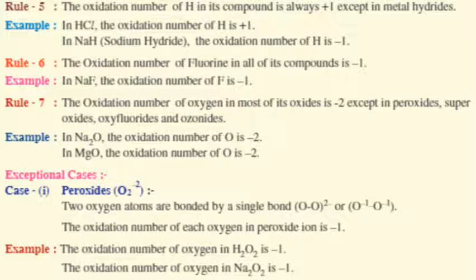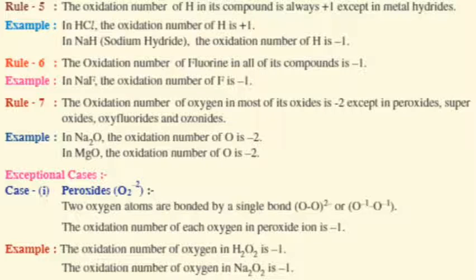Rule 5. The oxidation number of hydrogen in its compounds is always +1 except in metal hydrides. Example, in hydrochloric acid, the oxidation number of hydrogen is +1. In sodium hydride, the oxidation number of hydrogen is -1. Rule 6. The oxidation number of fluorine in all of its compounds is -1. Example, in sodium fluoride, the oxidation number of fluorine is -1.